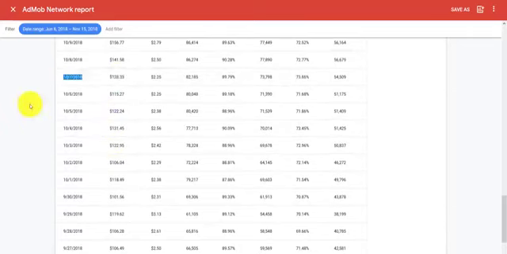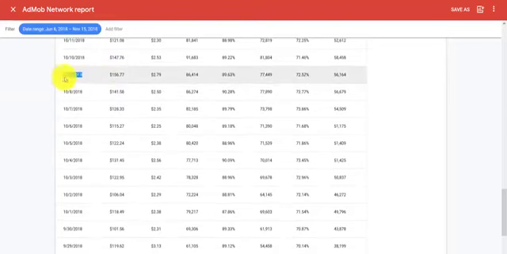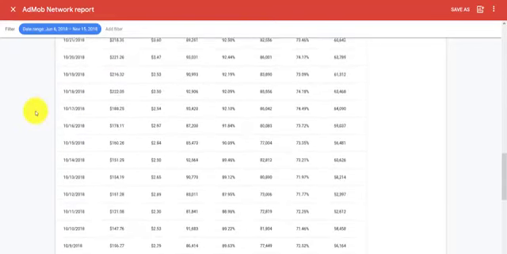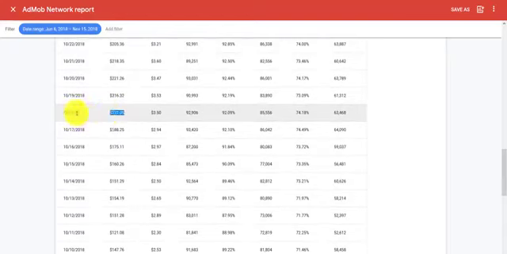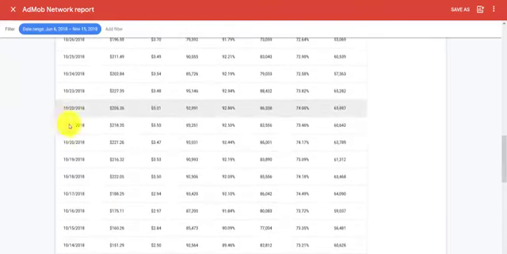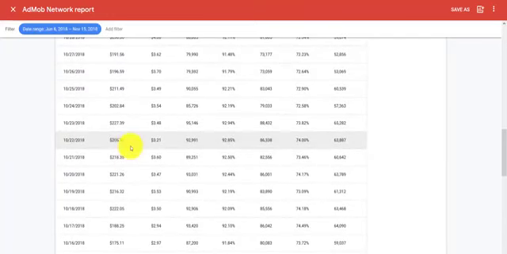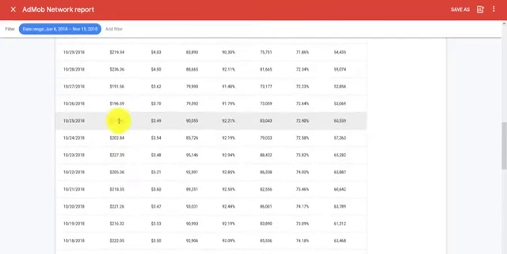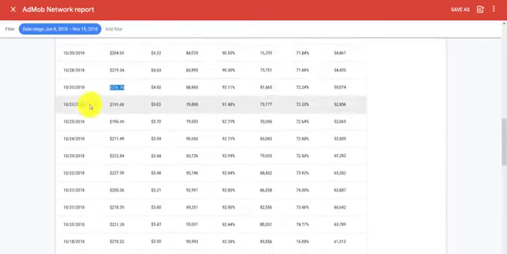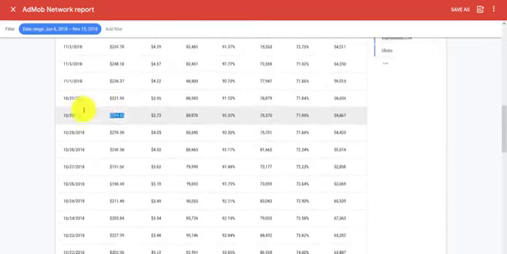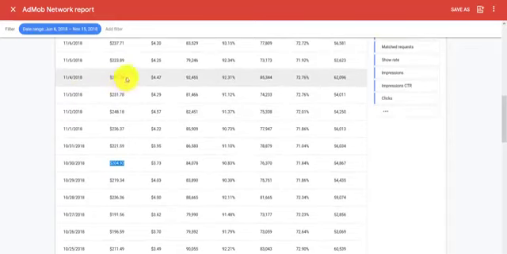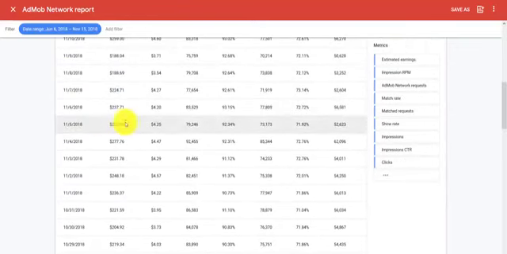$130 on 7th October, $156 on 9th October, $222 on 18th October. So at the end of October, actually, I started to make more than $200 daily. 28th October, $236, $204, $277 on 4th of November, 5th of November, $223.